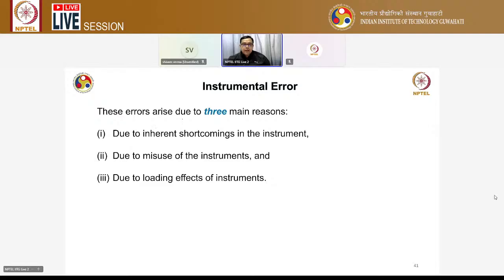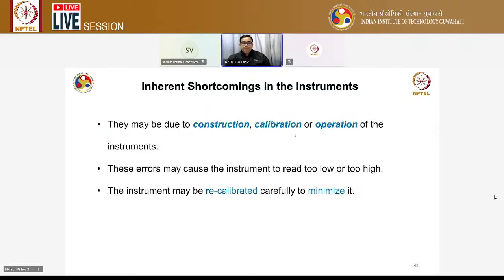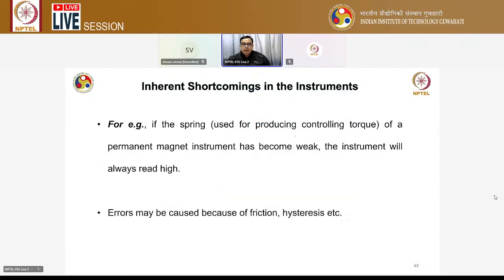First is the inherent shortcoming in the instrument. This may be due to construction, calibration, or sometimes operation of the instrument. These errors may cause the instrument to read either too low or too high, and the instrument may at least be recalibrated to minimize them. So you cannot make the error zero, but at least you can minimize it by recalibration.